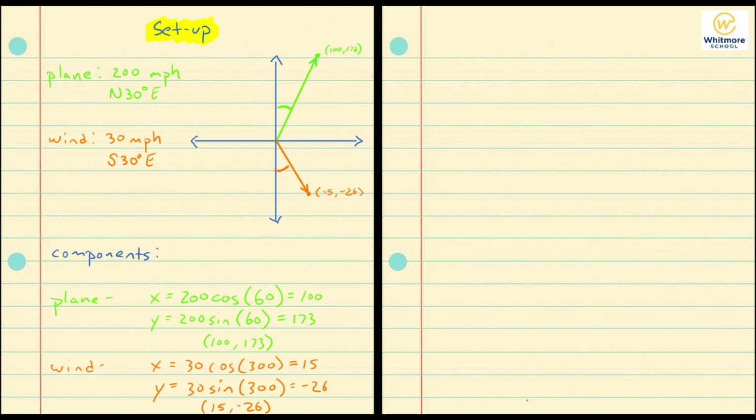Now, once I have the components for the plane and for the wind, I can figure out where the resulting vector is going to go, what those components are. So let's go ahead and figure out what that is.